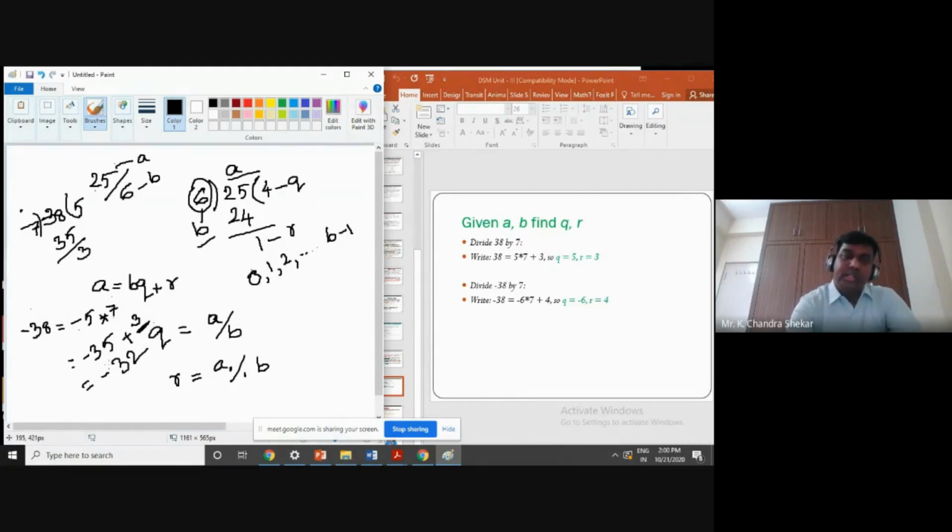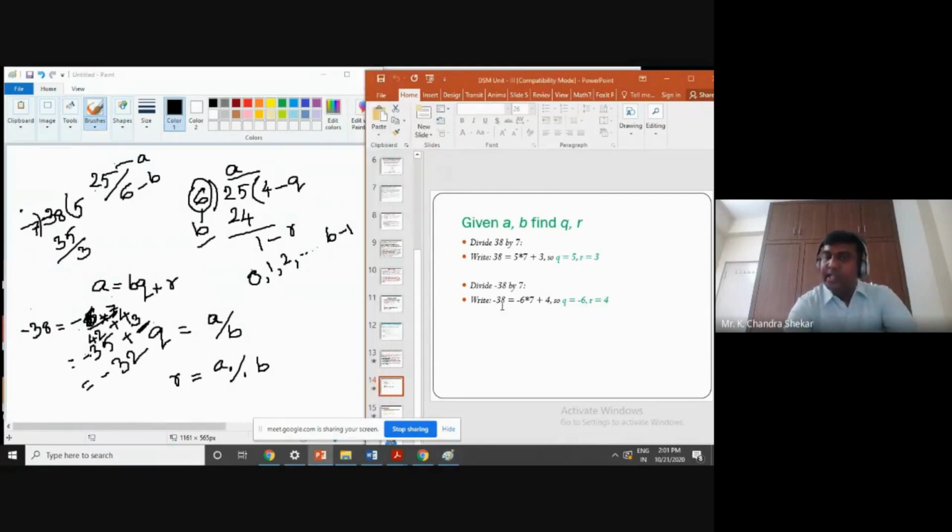So what I need to consider in that situation, instead of minus 5, let me consider minus 6. Now if I consider minus 6, minus into plus is minus, and 7 into 6 is 42. Now I got minus 42, but I want minus 38. Now how many elements need to be added to get minus 38? 4. Are you getting it? So the division algorithm can also be applied to negative numbers.